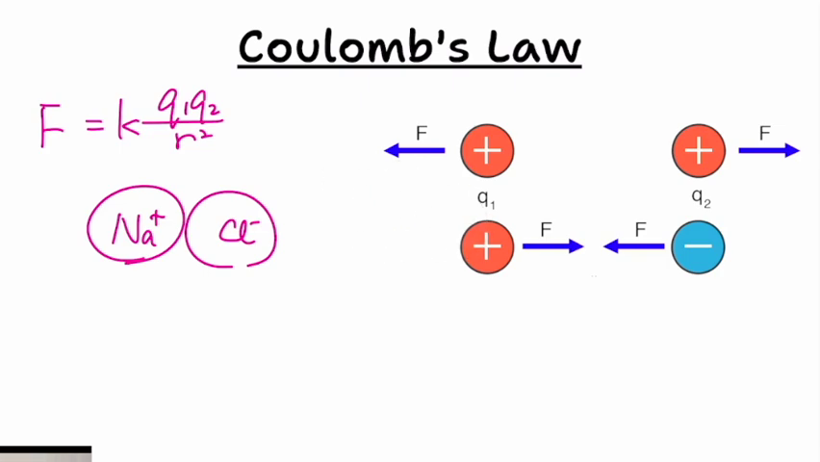So basically, it will be 1 times 1 divided by the radius between them, radius squared. And we're going to multiply by a constant K, but K is a constant, so it doesn't really matter when it comes to comparing the ionic bonds of different ionic compounds. Okay, next, let's say magnesium oxide.